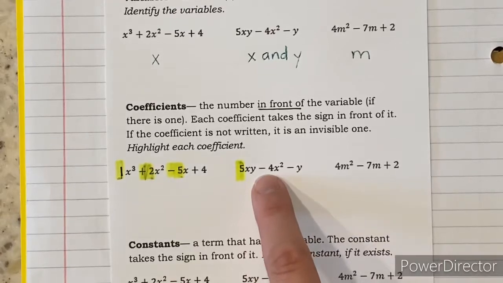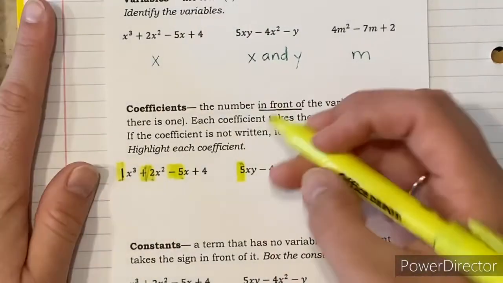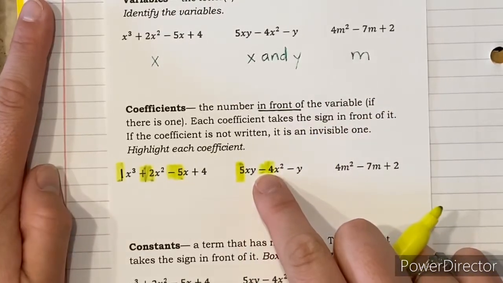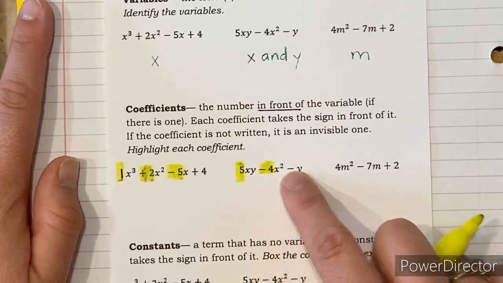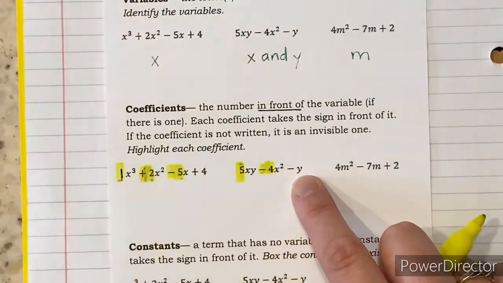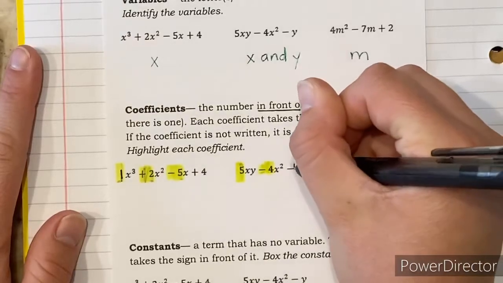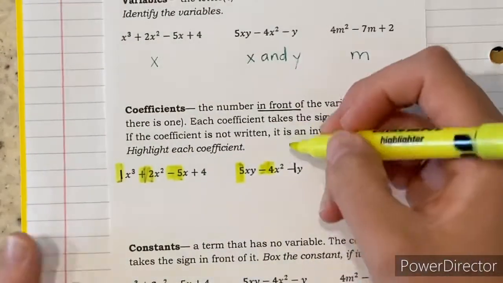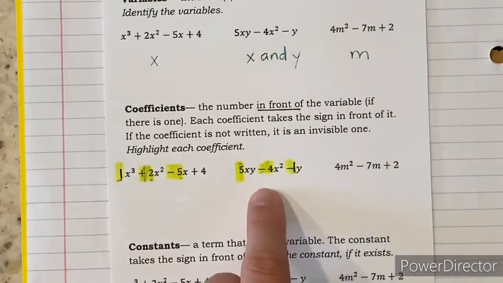Okay, so then let's go to this minus 4x squared. X squared, x is a variable. So this is our coefficient, but we have to highlight that negative sign in front of it because that's actually a negative 4. Then we have this one, minus y. Even though we don't technically see a number there, it is an understood 1. And so my coefficient would be negative 1. And that's it.